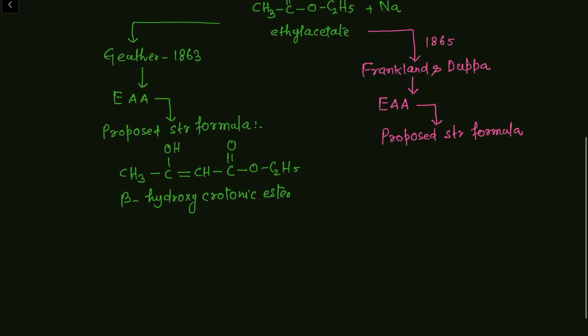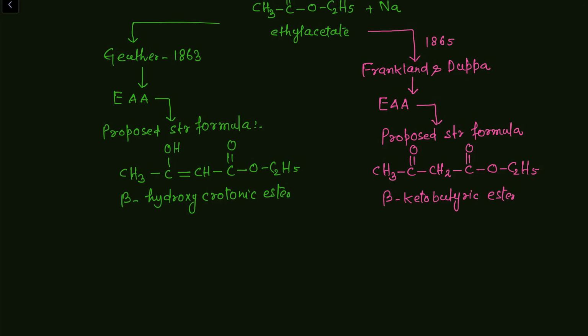And what formula they proposed, this was the surprise for all the group of scientists: CH3COCH2COOC2H5, and the name of this compound was beta keto butyric ester. Now within the span of 3 years, two structures came for the same compound having the same molecular formula.